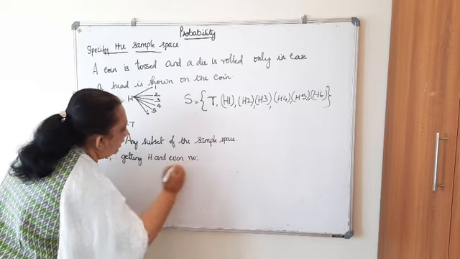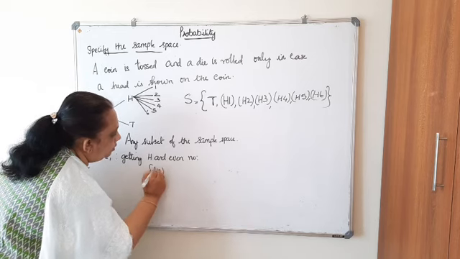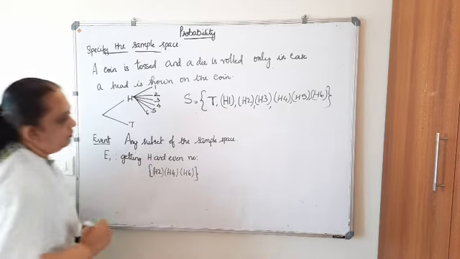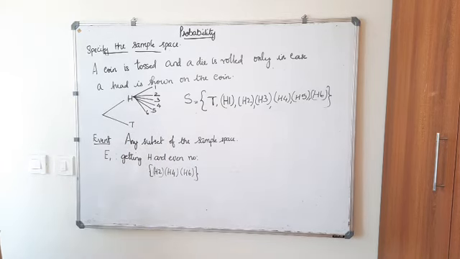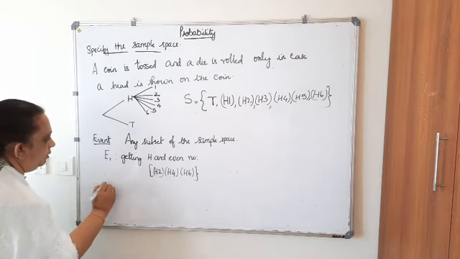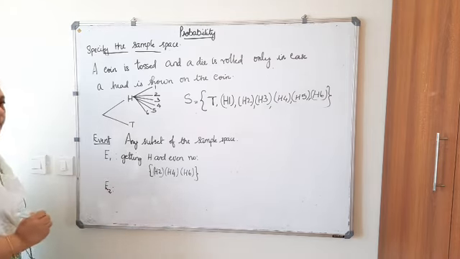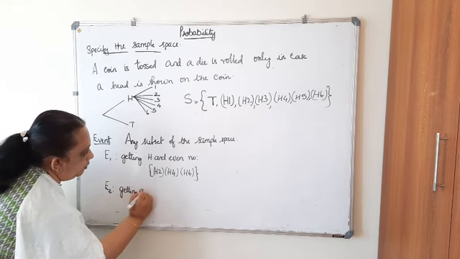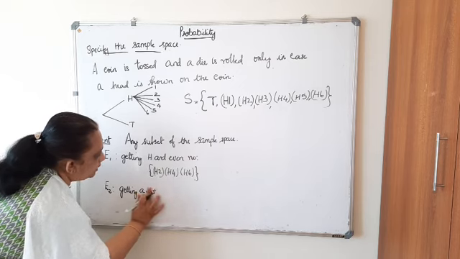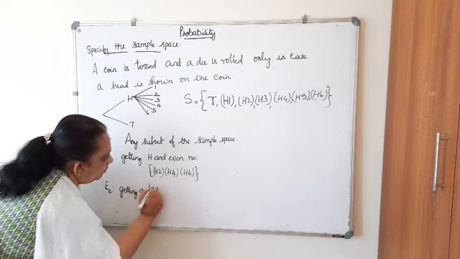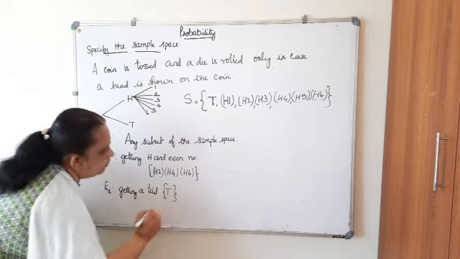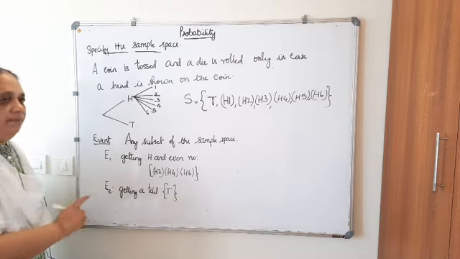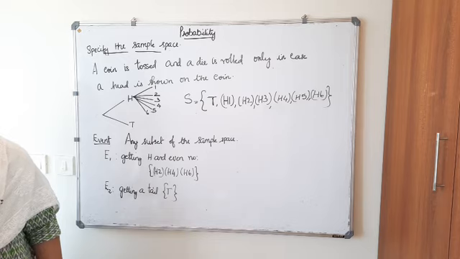Even number. So it can be H2, H4, H6. This is an event because it is a subset of the sample space. Another one, E2, getting a tail. When you toss, getting a tail, it can be T. Now these are called events, and events are all subsets of the sample space.